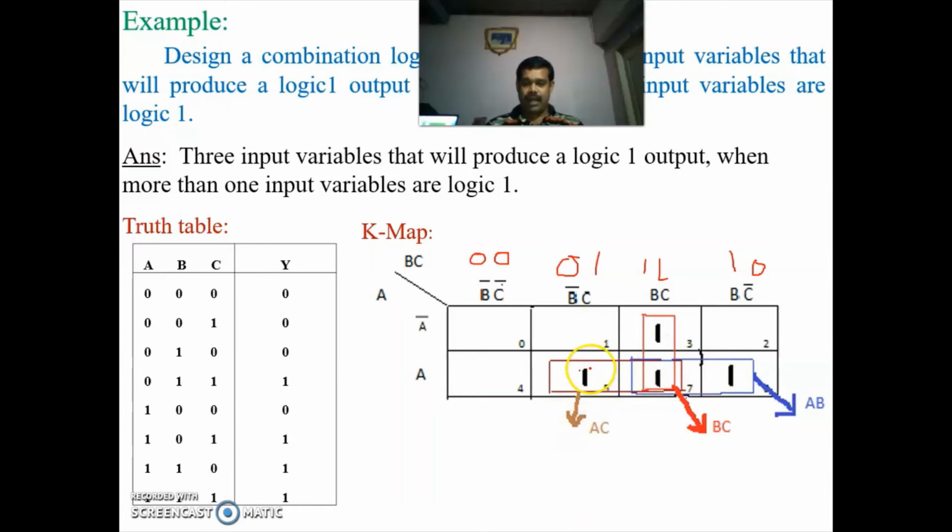So you are having two adjacent ones here. So you can group like this. So here also you are having two adjacent ones. You can group like this. Similarly, here also you are having two adjacent ones. You can group like this.